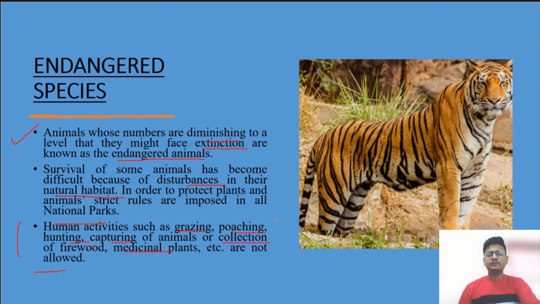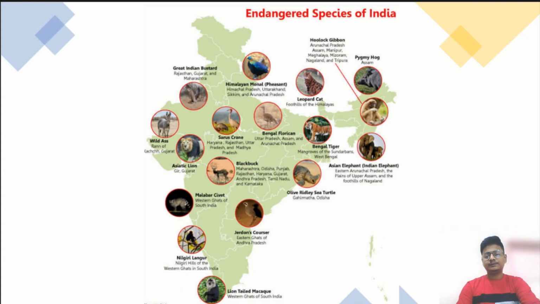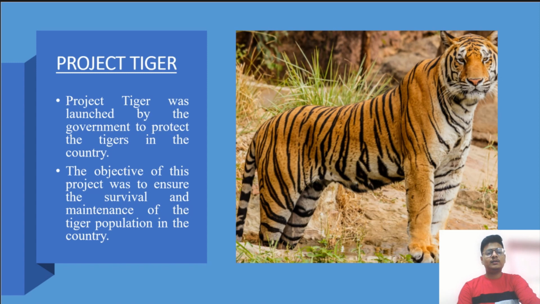Okay, now let's see. These are endangered species of India in their specific areas. So we can see different animals, like the lion-tailed macaque, which we can find in the Western Ghats of South India, the Nilgiri langur in the Nilgiri hills of the Western Ghats. Like this, there are many others, such as the Asiatic lion in Gir, Gujarat. Okay, these are endangered species.